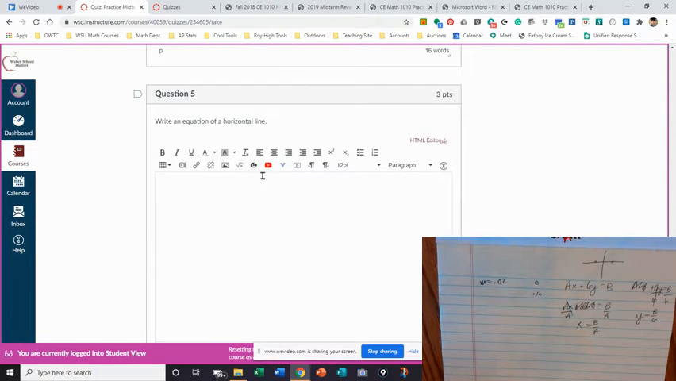5. Write the equation of a horizontal line. Horizontal lines are just like y equals a number, so y equals 8. Okay.